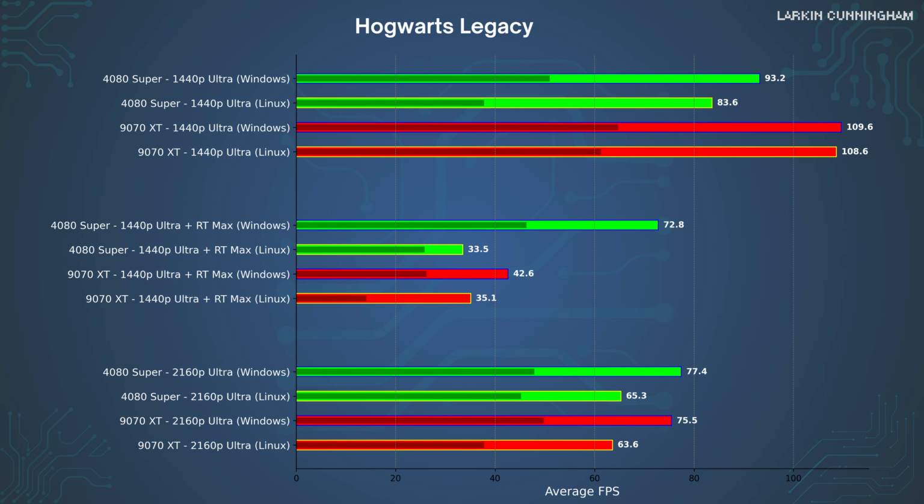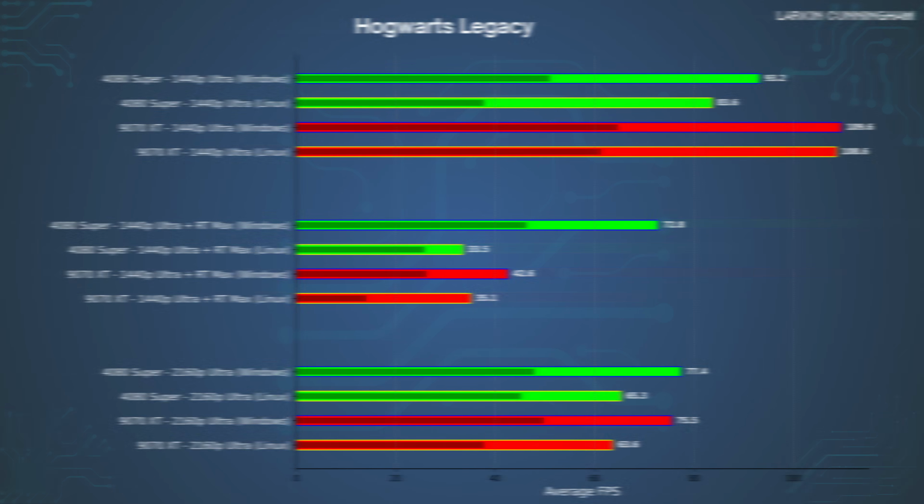In Hogwarts Legacy, we see quite a significant win here for the 9070 XT on Windows and Linux over the 4080 Super. As you might expect, when we turn on Maximum RT, the 9070 XT begins to struggle a little bit, and we see that on Windows it trails the 4080 Super by quite a margin. Now when we move to 4K without RT, we see quite a close thing here. We see a virtual tie on both Linux and Windows, and again, very encouraging for the 9070 XT here.